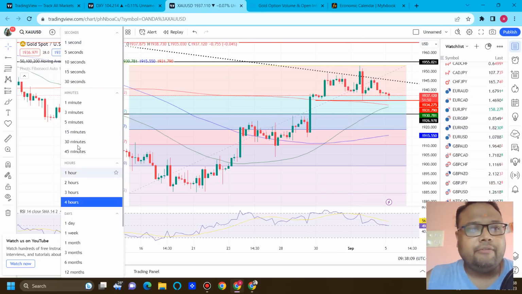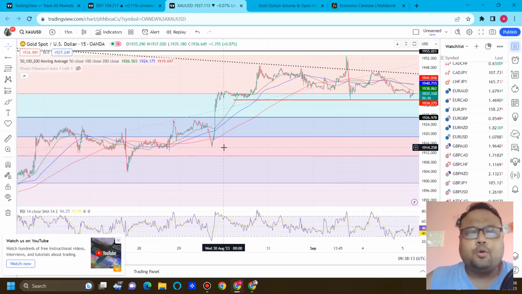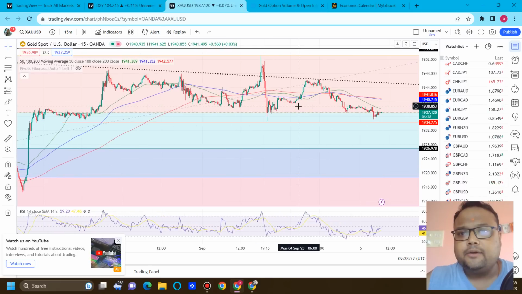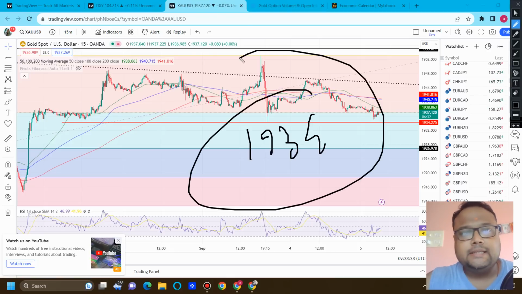But if we go to the 15 minutes time frame, we can see that more or less the major levels of 1925 and 1920 are the same, but we also have a minor trading opportunity below 1934. Personally I have not placed any sell stop at 1934, but I will look for it.